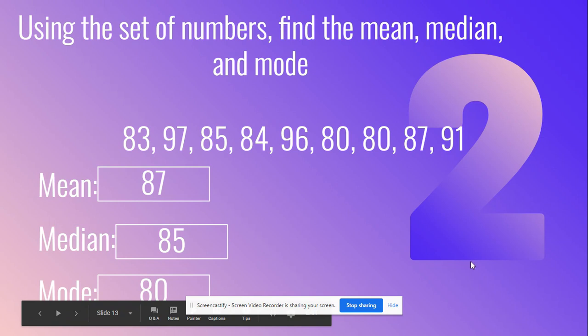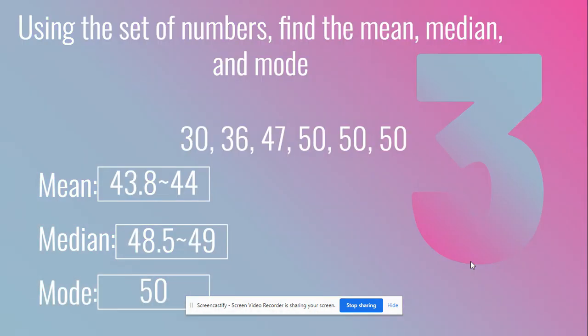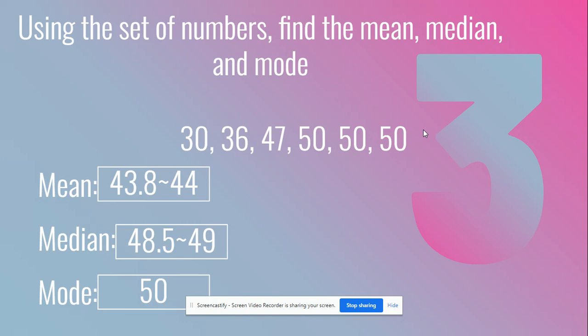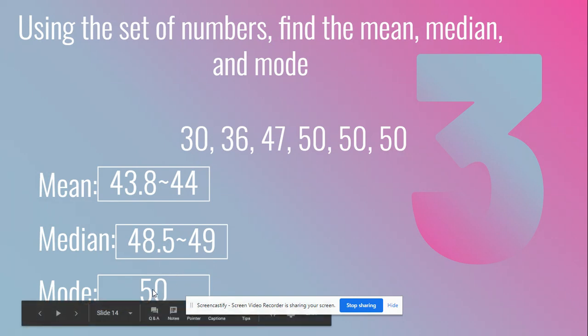All right, our last slide. We don't have as many numbers this time, but you're going to put them in order from least to greatest. And they already are. And then if you look right here, we already can tell what our mode is. It's 50 because that's the number that appears the most. So just because you would have 3 50s right here, you want to make sure you include all of them and you're not just looking at one of them. Okay, so we obviously know that the mode is 50.